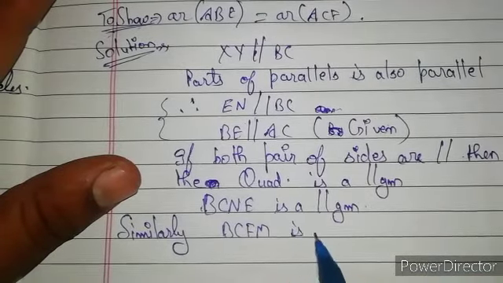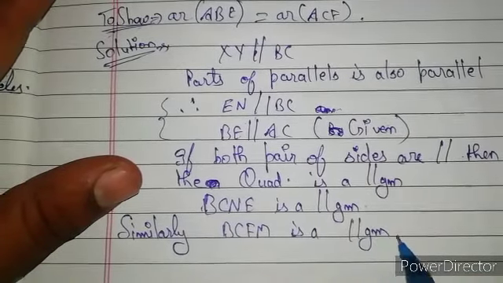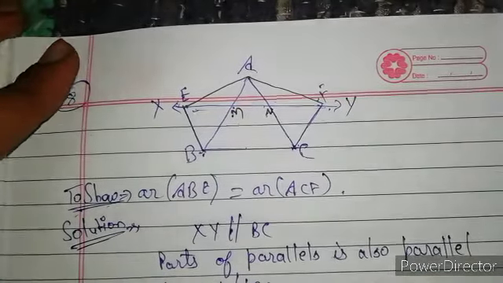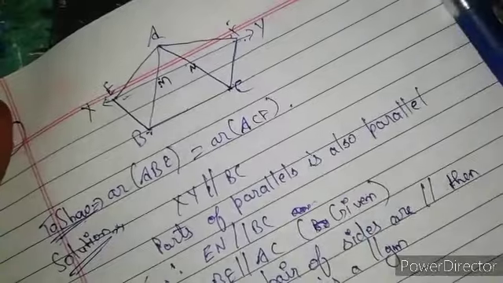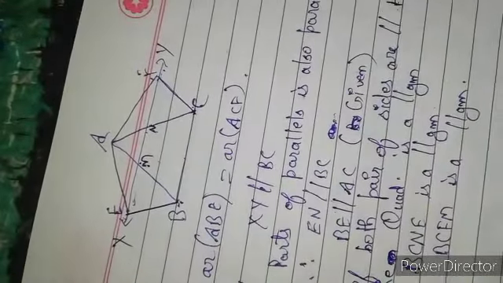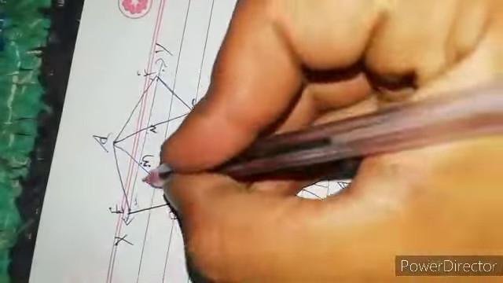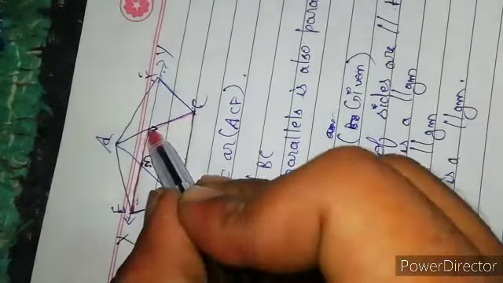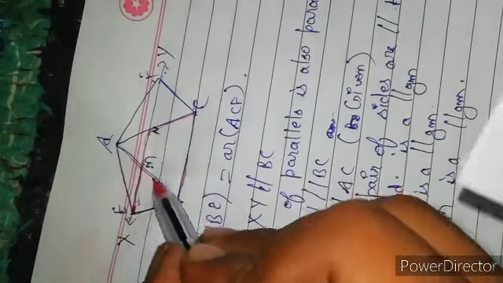BCFM is a parallelogram. Now look at the figure here. You can look at the figure in this way, so it will be better for you. Okay, so here let me take another color pen. So this is a parallelogram, and this is a triangle.